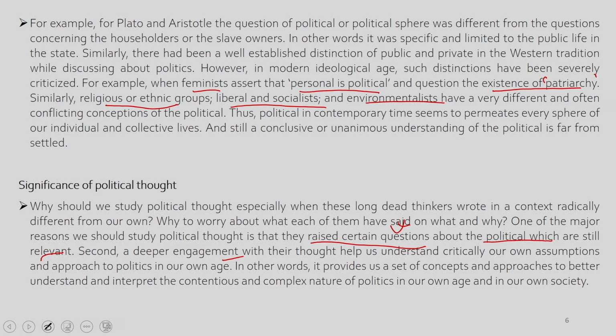So, in other words, political thought provides us a set of concepts and approaches to better understand and interpret the contentious and complex nature of political problems in our own time and in our own society.